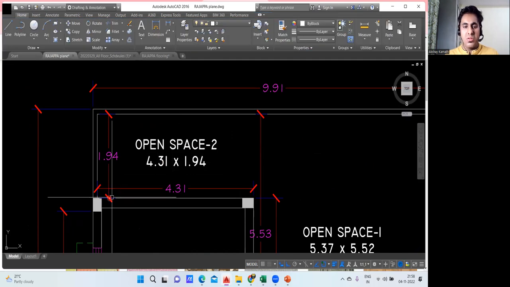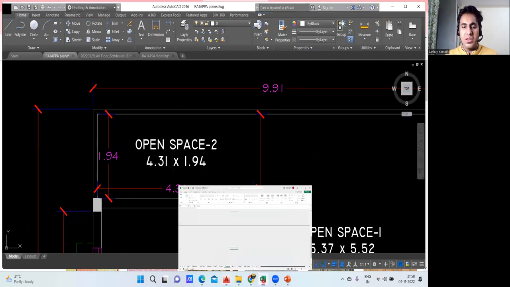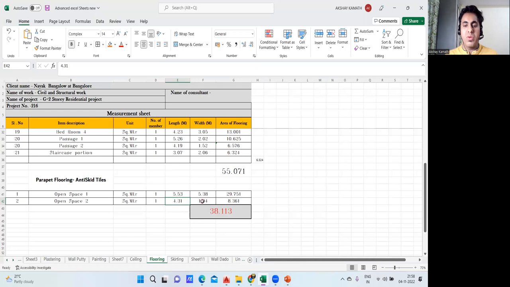4.31 and 1.94. So it is 4.31 by 1.94. You just multiply it: 4.31 into 1.94 will give me 8.361. So the total parapet floor, that is the anti-skid tiles, will be the sum of both of them. 29 plus 8 comes out to be 38.113 square meter.